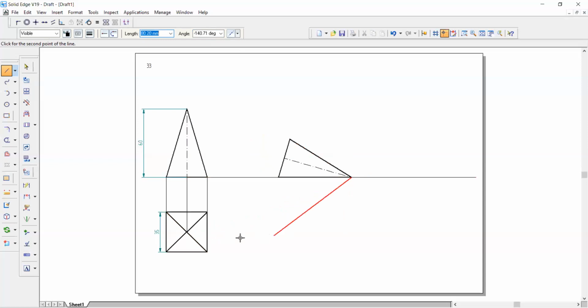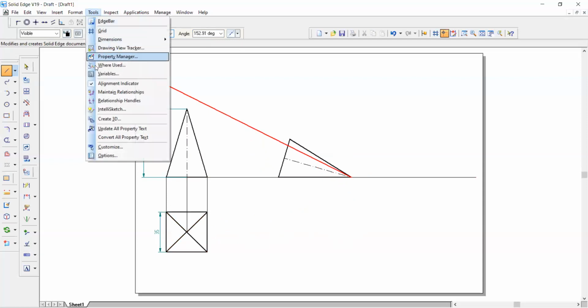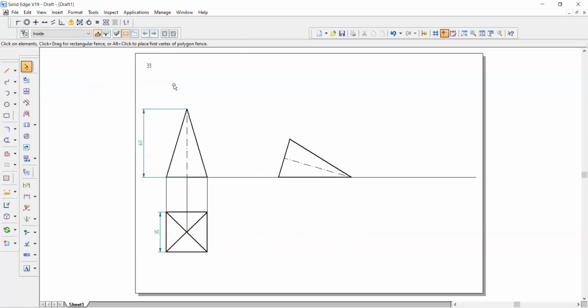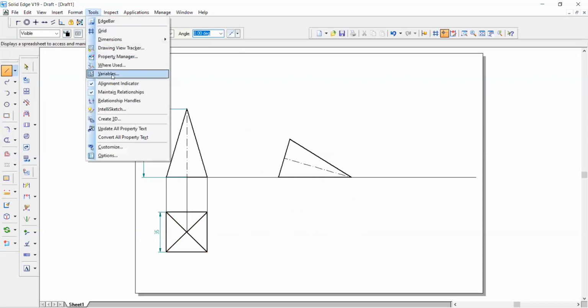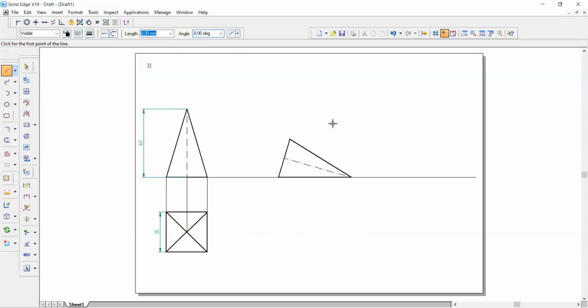I know this is O. I know O is here. The alignment indicator is very important. Also, this maintain relationship should be on. I know this point is O1.